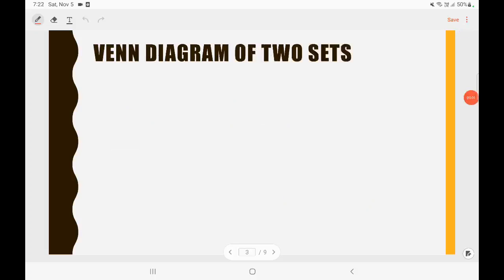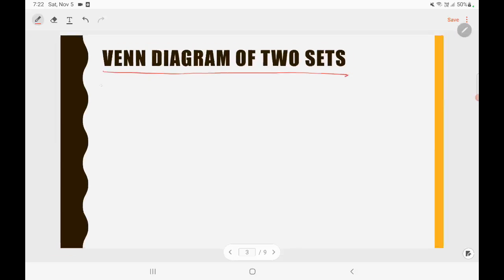So now we will look into 2 examples. In one example, we will see how we can solve the questions on Venn diagram using 2 sets of data. And if there are 3 sets of data, how we can solve. So first we will look into the Venn diagram of 2 sets of data. So we will take an example.